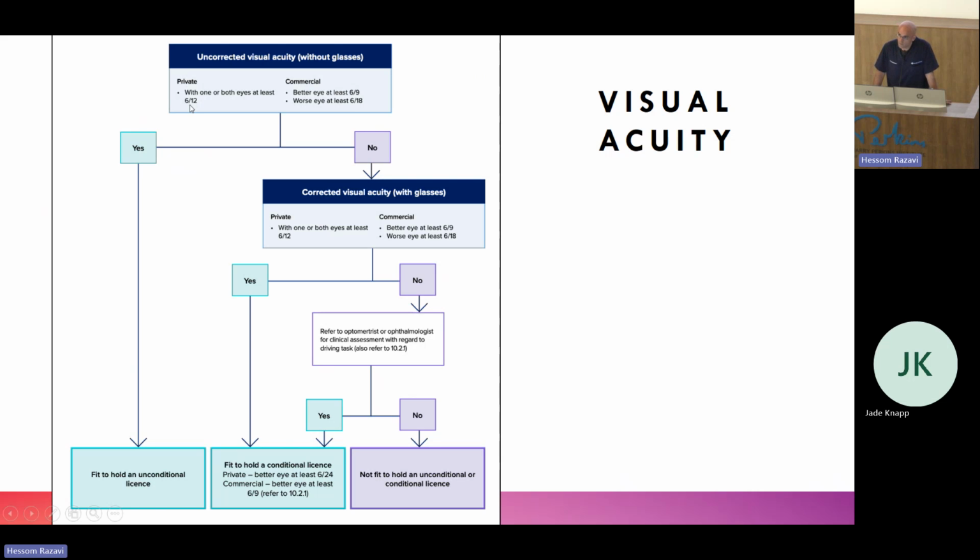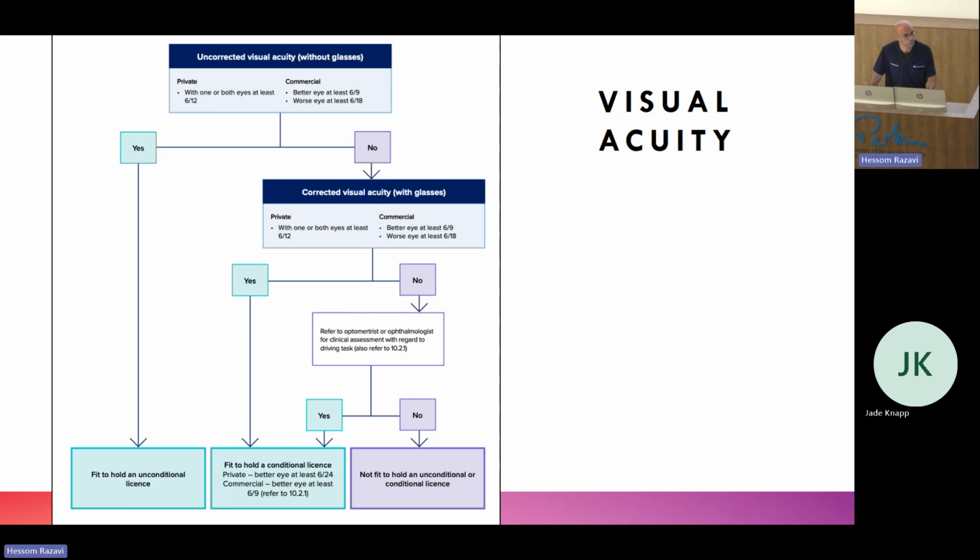Is the vision at least 6/12 in one or both eyes without glasses? If yes, they get an unconditional private driver's license. If it's not, because mine isn't, if I take my glasses off, I'm not 6/12 in one or both eyes. So then you have to ask, with glasses on, do they achieve that number, 6/12? If yes, you have a conditional license, which is what I've got. I've got to be wearing optical aids to drive, glasses or contact lenses, as many of you probably do as well.